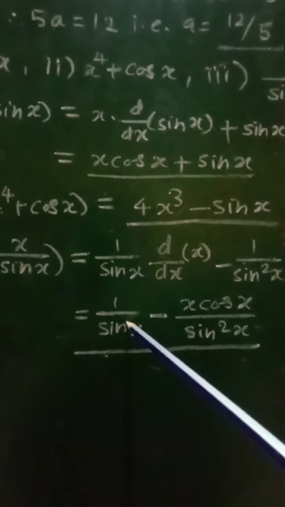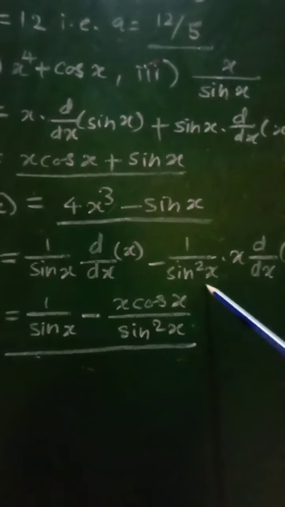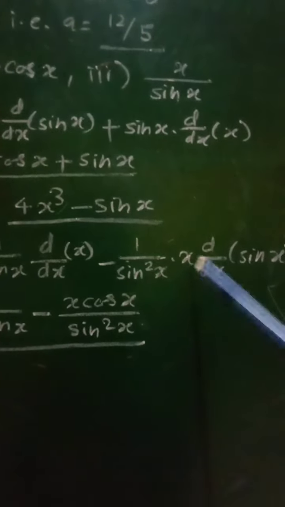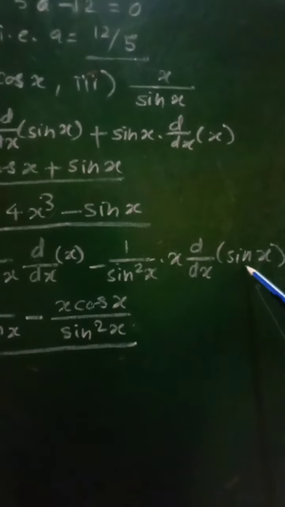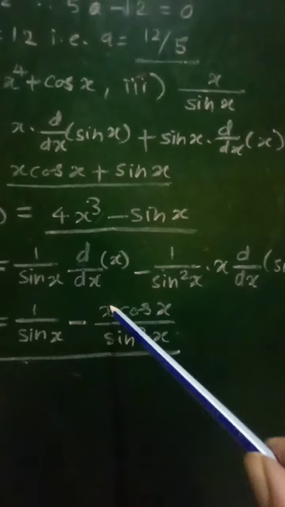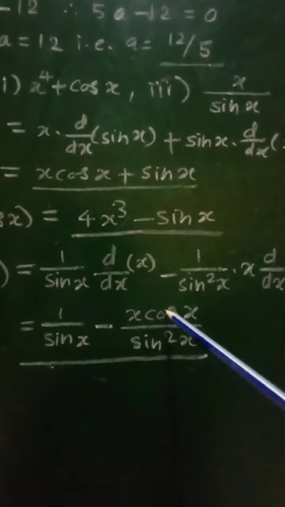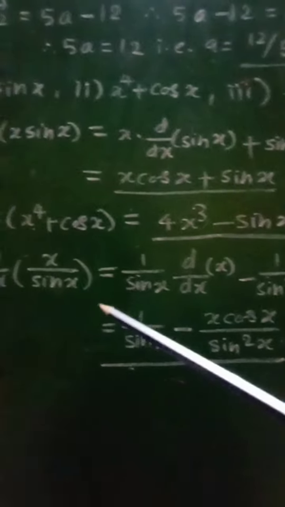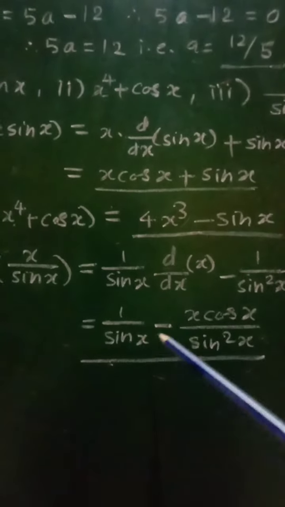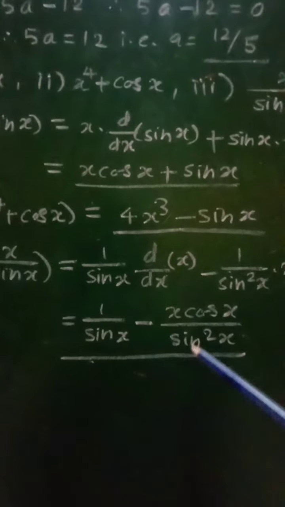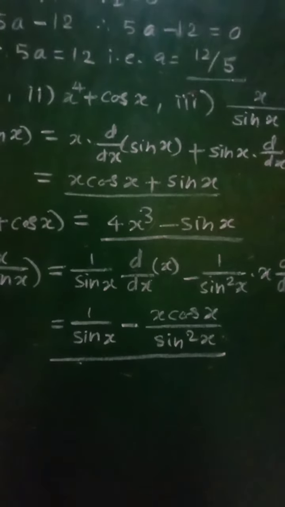Then minus 1 by sin square x, then x will be here, and then the derivative of sin x. The derivative of sin x is cos x, and therefore x cos x upon sin square x. Therefore the derivative of x by sin x comes out to be 1 by sin x minus x cos x upon sin square x. So this will be the required derivative.